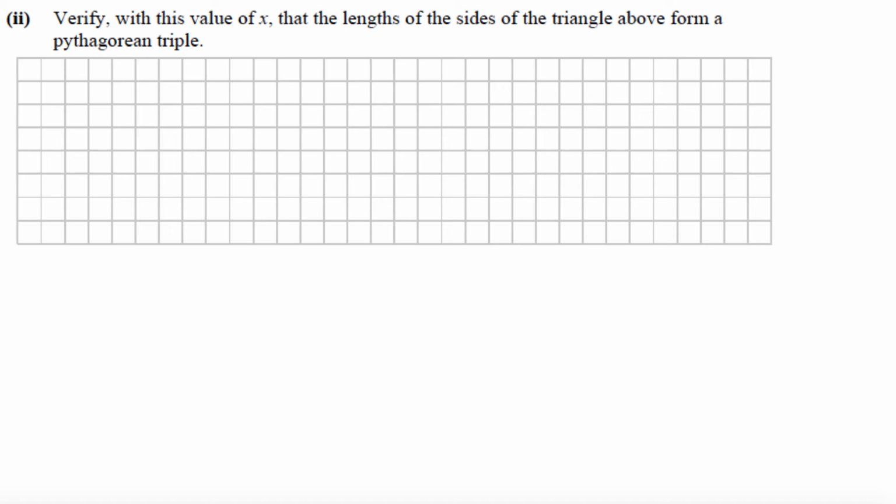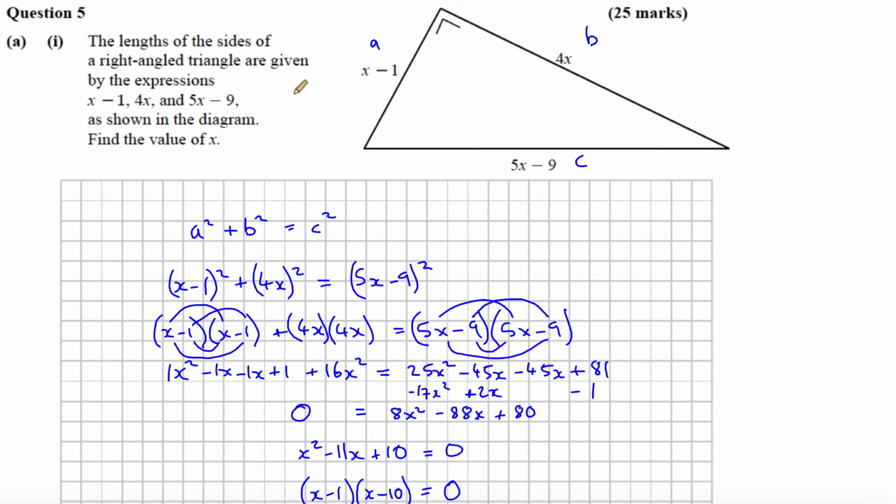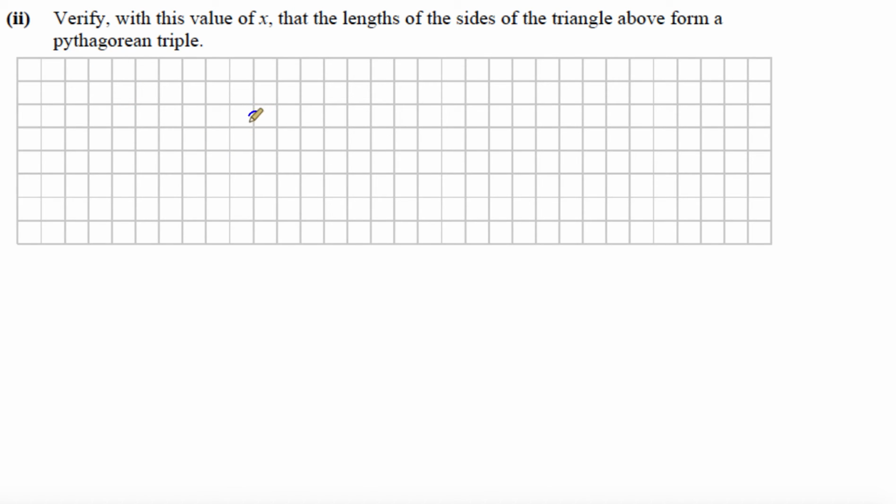Okay, part 2 says verify with this value of x that the lengths of the sides of the triangle above form a Pythagorean triple. So let's have a look. The triangle was x minus 1, so remember our x value is 10. So 10 minus 1, that's 9. Over here we have 4 tens, which is 40. And over here we have 5 tens, which is 50 minus 9, which is 41. So 9, 40, 41. We're going to see if that's a Pythagorean triple.